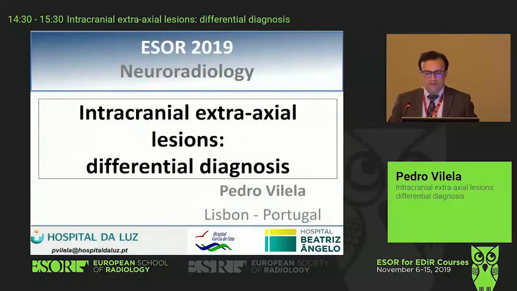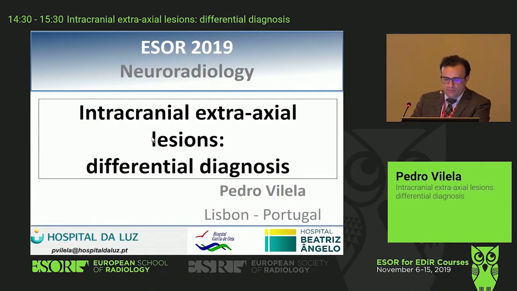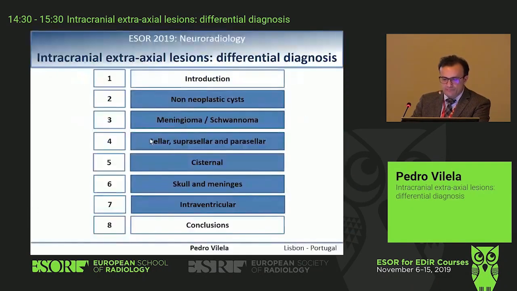Changing again the subject, here we are going to work on extra-axial intracranial lesions and how we are going to deal with the differential diagnosis. This is the layout of the lecture, and as you see, it's divided into two components. One, we are going to speak about the non-neoplastic cysts, which are common extra-axial lesions, and then the two more common extra-axial tumors that you may have, meningiomas and schwannomas, primary.